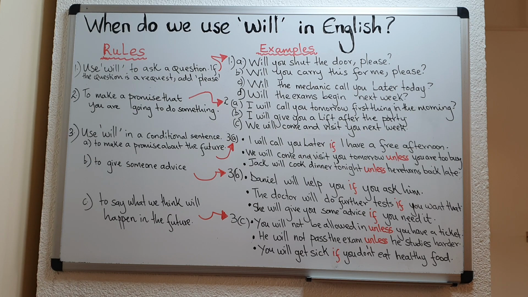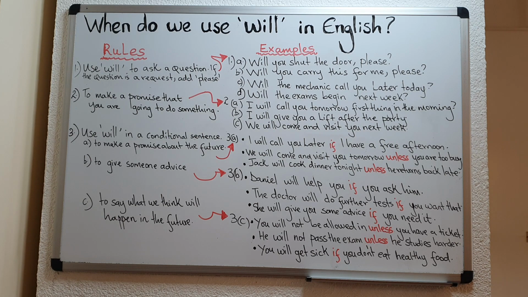So you're making a promise about what you're going to do in the future, but it's conditional. That means that it's dependent on something else. So for you to do A, B must also be successful. For you to do A, then B must be possible. And that is, I will call you later if I have a free afternoon. If I have a free afternoon, I will call you later. But if I don't have a free afternoon, then I will not call you. So in this case, you're making a promise about the future, but it is dependent on whether something else happens.